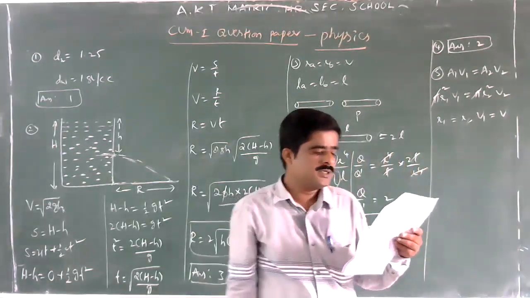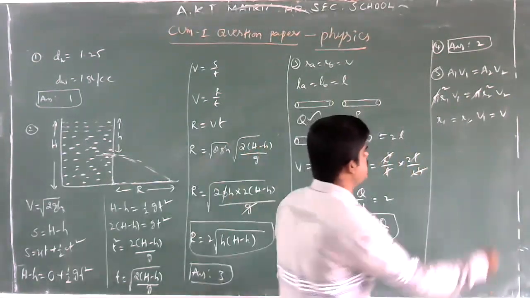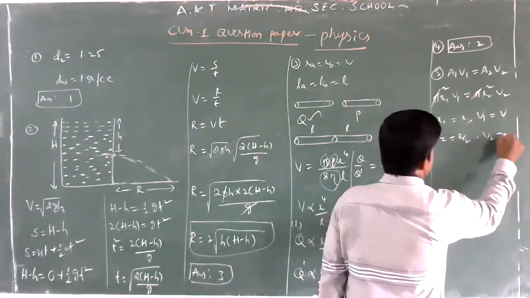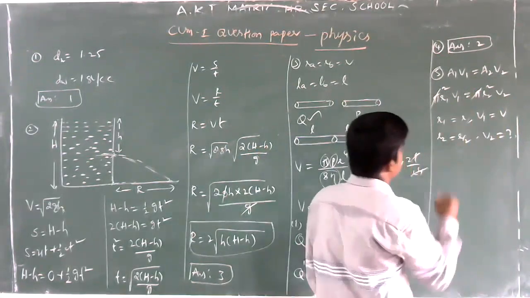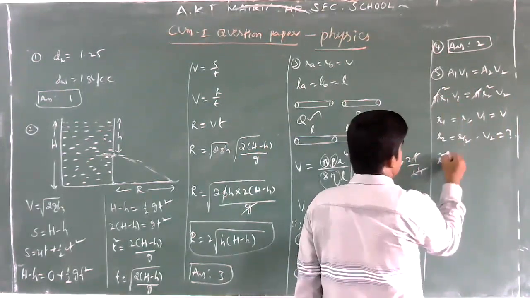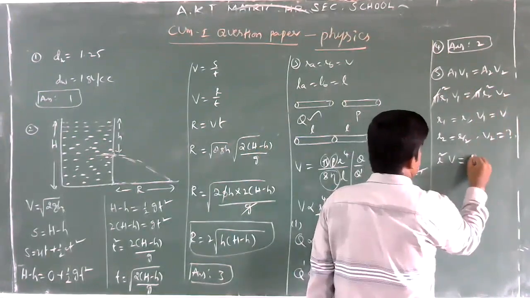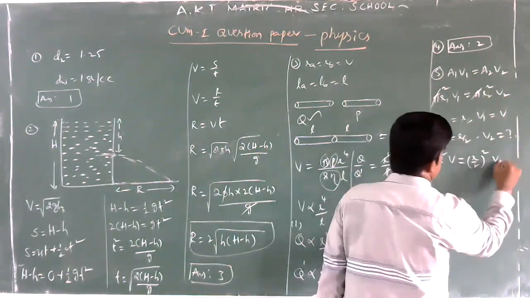Next, if this tube is joined to another tube of radius r by 2, so another tube of radius r2 is equal to r by 2. But what is the value of v? We substitute these values in our equation. r1 is equal to r square, v1 is equal to v. Next, r2 is equal to r by 2 whole square, v2 is equal to unknown.